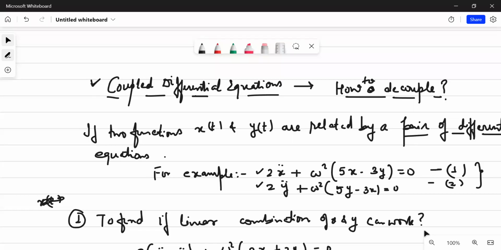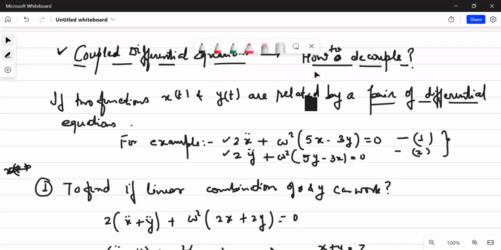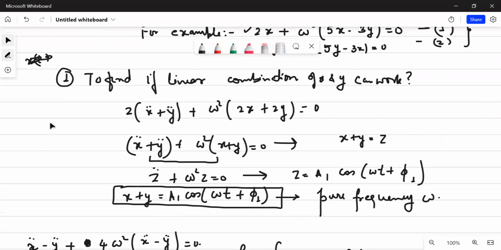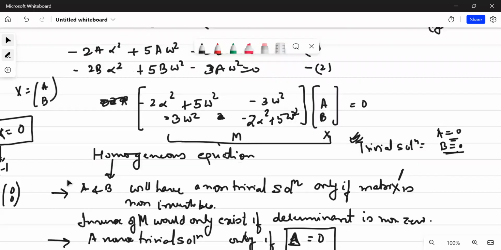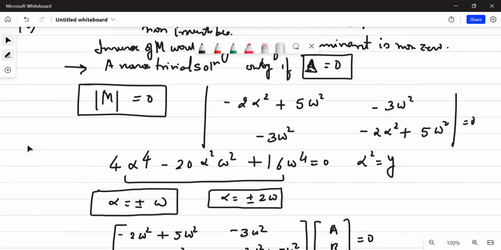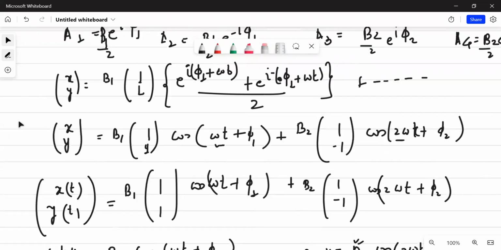So in this lecture, we are going to take different coupled oscillator systems case by case. Since we've understood how to solve a coupled differential equation, or how to decouple it, let us dive into the physics part. So let us take the first case, an easier one.